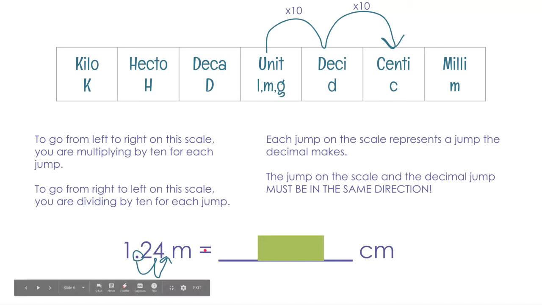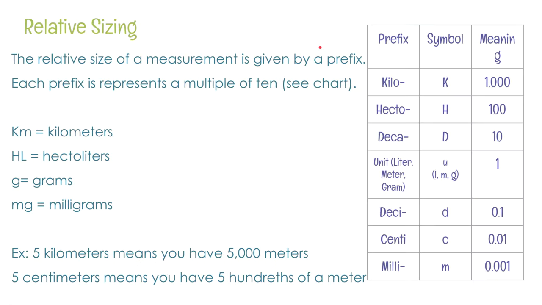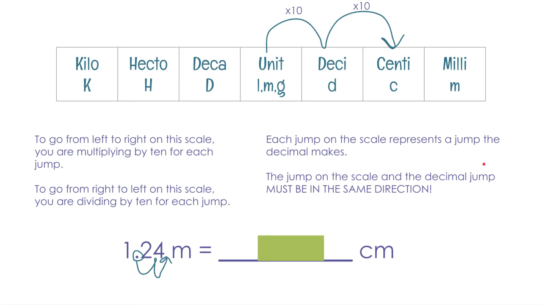If I were to convert, let's say, 1.24 meters into centimeters, I would be multiplying by 10 2 times. I'd be multiplying by 100. I could do that same thing here to get to 100th up to 1, I'd have to multiply by 100. Or to go from here to here, I'd multiply by 10, and then from here to here, I'd multiply by 10 again. So if I were to go from meters into centimeters, I would have to multiply by 10 2 times.